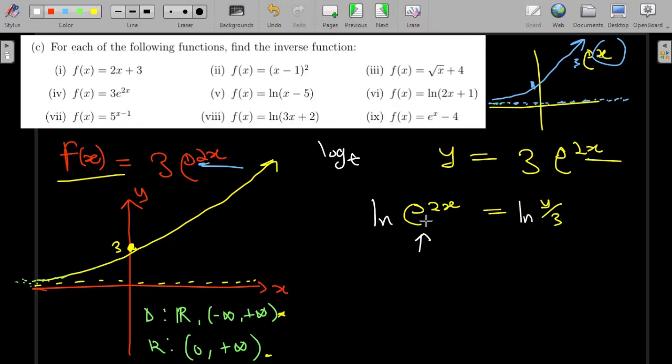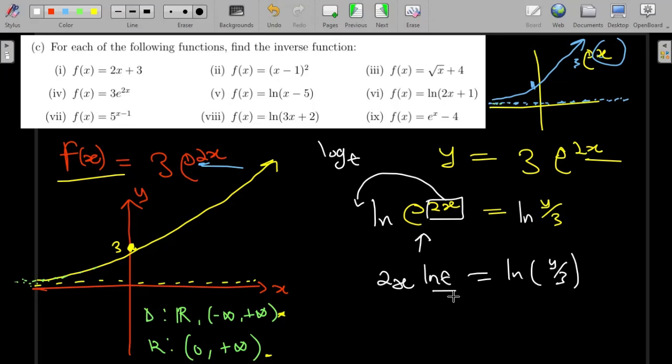What this allows us to do is drop the power. So it will be 2x ln e equals ln of y over 3. Now ln e is the same as 1, because ln is just log to base e, and if the base and the number are the same, the result is always 1. For example, log 5 of 5 is 1. So I just remain with 2x equals ln of y over 3, which means x equals ln of y over 3, divided by 2.